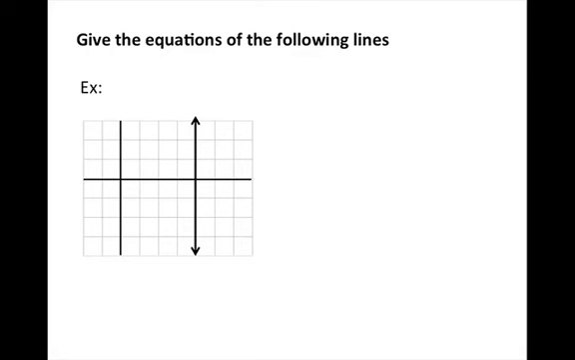Next, I want to give the equation for the following lines. When you're asked to give the equation of the line, the first thing you've got to decide is what variable to use. Since it's a vertical line, I'm going to use the variable x. So my equation is going to be x equals some number. The next thing you decide is which number you use. Well, since this vertical line is crossing my x-axis at 4, I'm going to use 4. So the equation of my line is x equals 4.